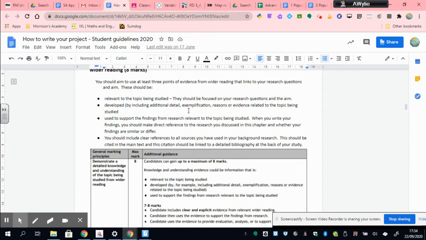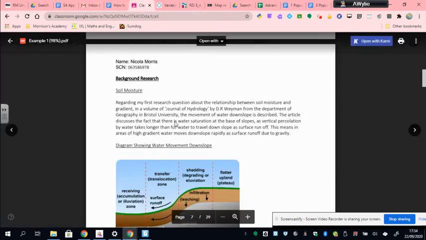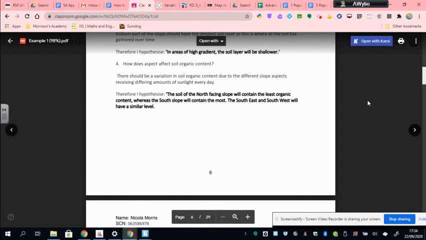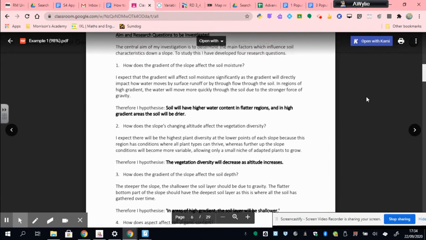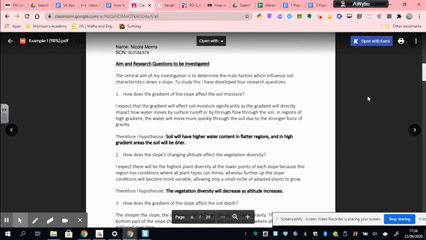So what should your piece of work look like? If we have a little look at a project that's been done before, this is a project from a few years ago. I'm just going to back up one step and look at this student's research questions, because it's the research questions which frame your background research. You have to have established clearly what your 3 research questions are focused on.